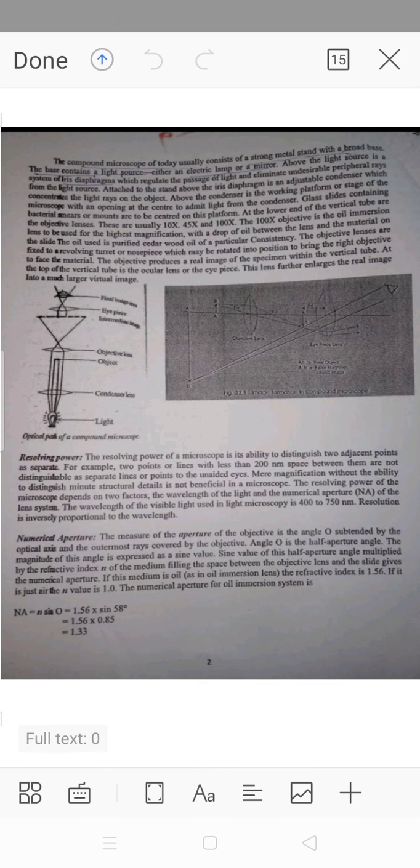Eyepiece or ocular is what you look through at the top of the microscope. Typically, the standard eyepiece has a magnifying power of 10x. Optional eyepieces of varying powers are available, typically from 5x to 30x. Next one, eyepiece tube. It holds the eyepiece in place above the objective lens.